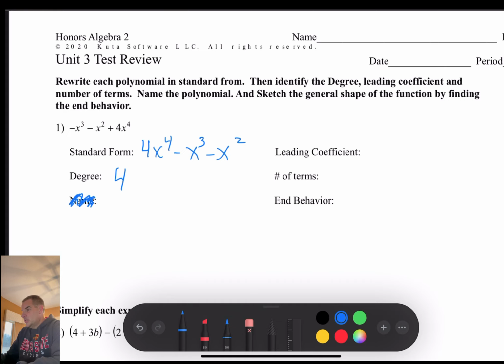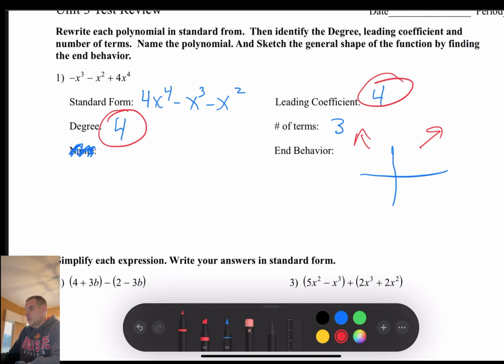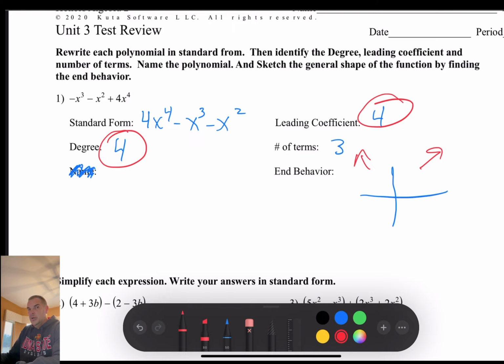It's a fourth degree trinomial. Leading coefficient is 4 as well. This one has 3 terms. And then end behavior. Remember, when we're looking at the end behavior, we look at these two things: the degree and leading coefficient. It is positive and even, so our end behaviors are there and there. So there is number 1.